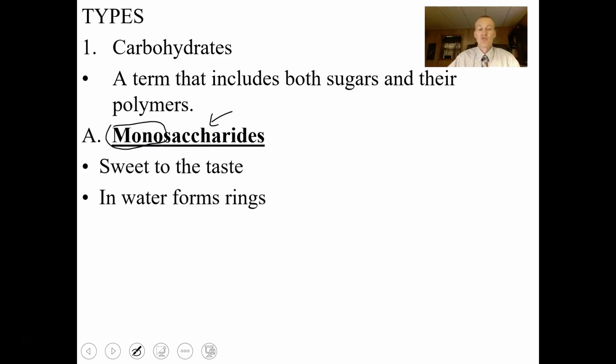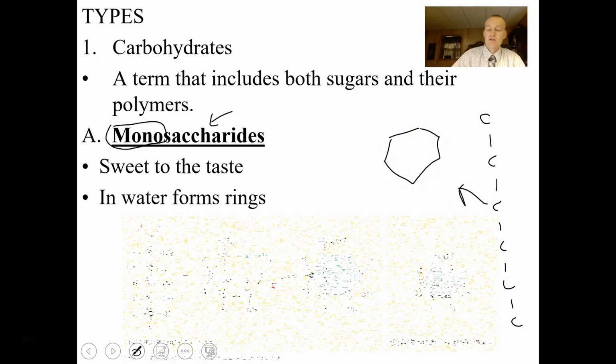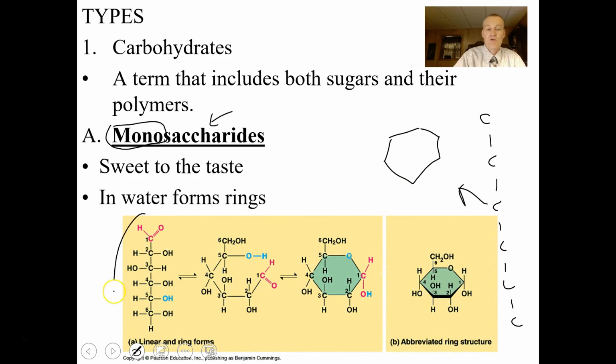They're sweet to the taste. In water they will form rings. Typically they have a linear structure, but if you add them to water, 1, 2, 3, 4, 5, 6, most of them have 6, they actually form a ring structure. Okay, and that's a monosaccharide for you. So here's your linear structure right here. Add it to water, it forms a ring, and this one is a really important one.